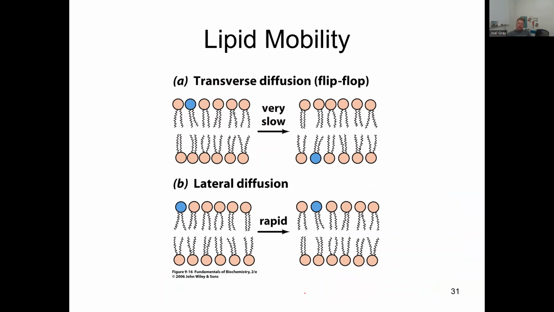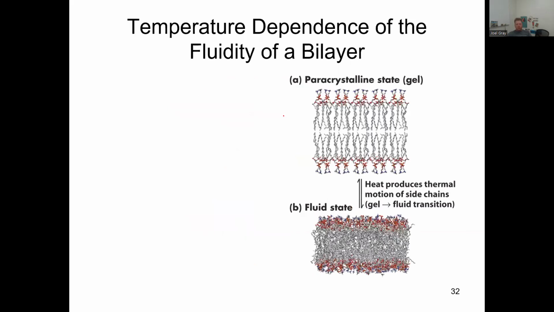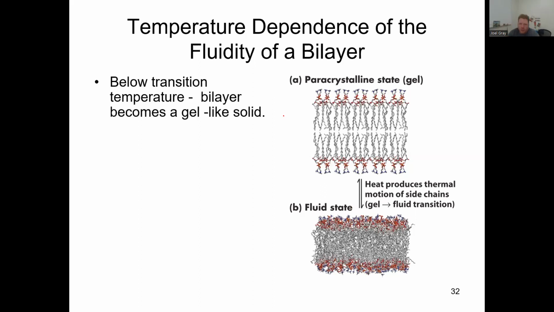Lipids are mobile in that they can move laterally very quickly. But if you take a glycerophospholipid and you want it to go onto the other side of the membrane, that's going to be very slow. Now, with that in mind, when we talked about fatty acids, melting point was a big thing. The length of a fatty acid determines its melting point. Well, we've got that same sort of thing going on when we talk about the fluidity of a bilayer.